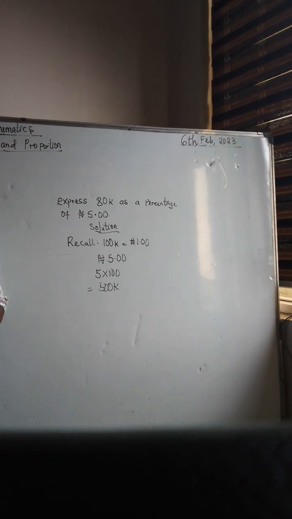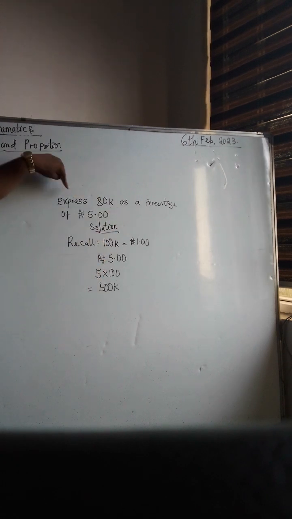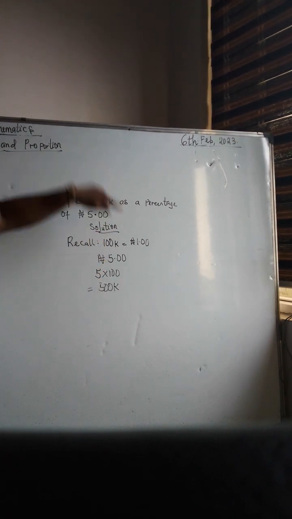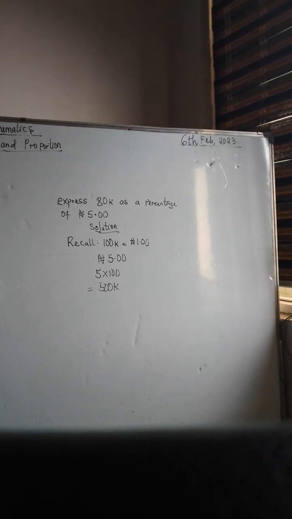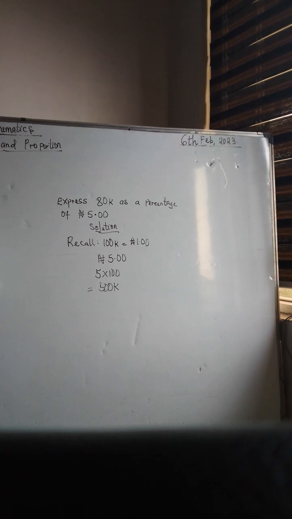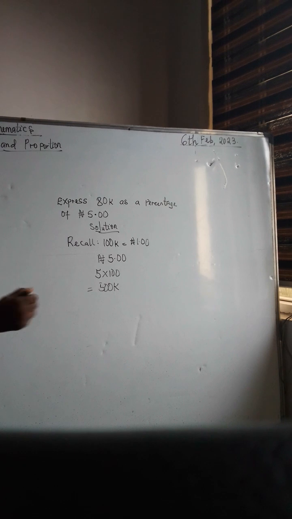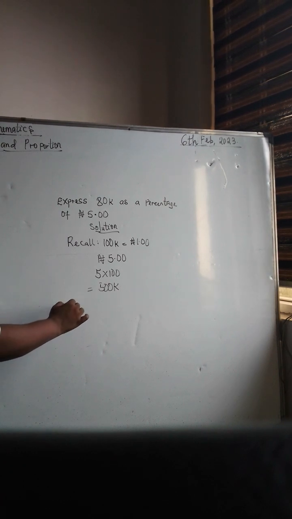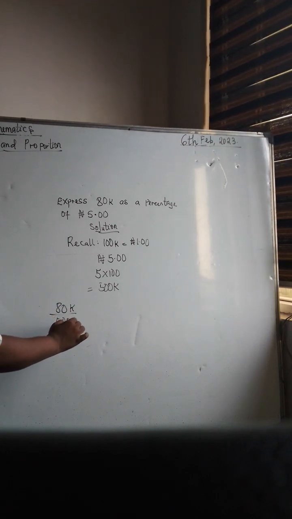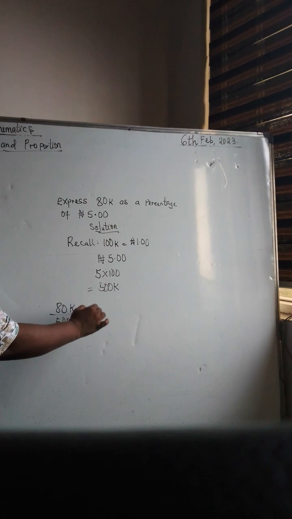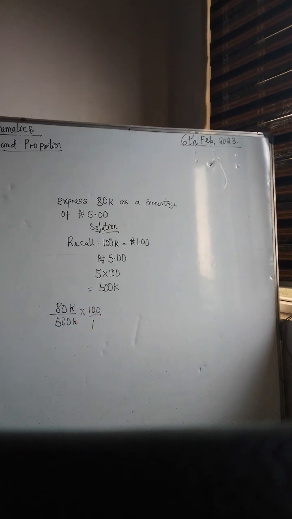Are we together? Alright. So in this case, they said express 80 kobo as a percentage. So we have to convert to percentage, we have to take it to percentage. And because we're taking it to percentage, the operation becomes multiplication by 100. So what are we expressing? This is now 80 kobo over 500 kobo times 100. If you like, you can see it over 1.